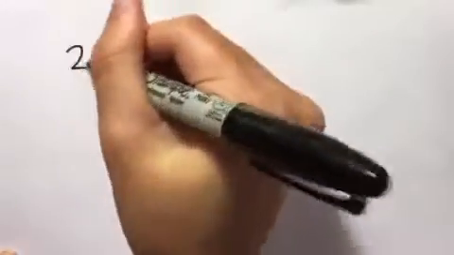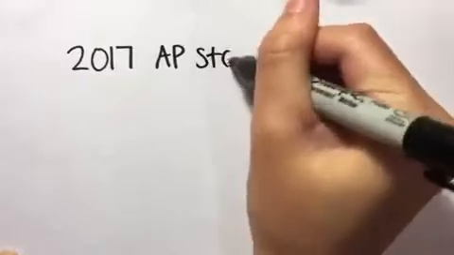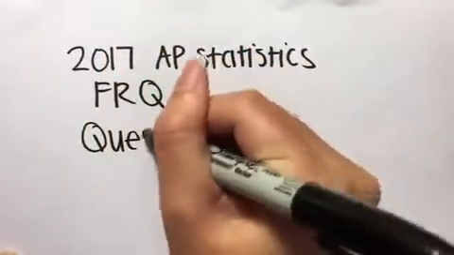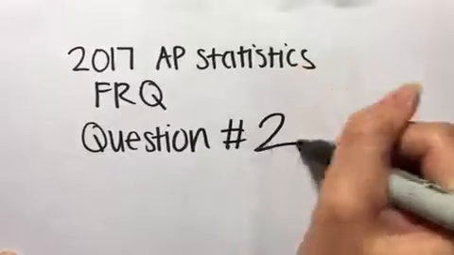A good practice problem related to a one sample z confidence interval is on the 2017 AP Statistics free response question 2. This free response was released on the College Board website and will be linked in the description box.